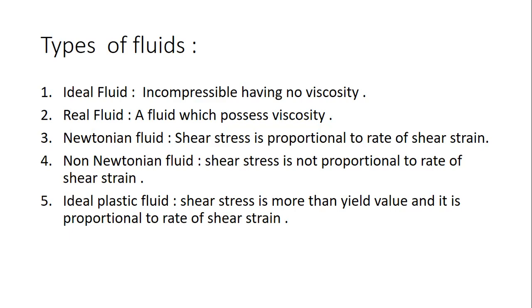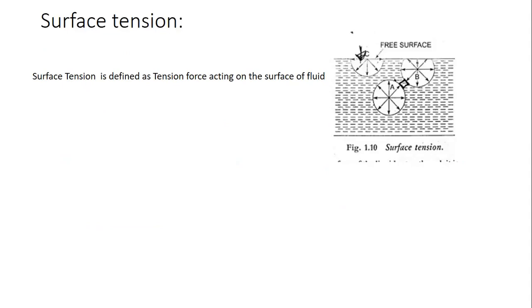Newtonian fluid. In this type of fluid, shear stress is directly proportional to the rate of shear strain, whereas in a non-Newtonian fluid it is not directly proportional to the rate of shear strain. Ideal plastic fluid: here the shear stress will be more than the yield point, but is equal to the rate of shear strain. So these are the standard types of fluid as per the existing definition.